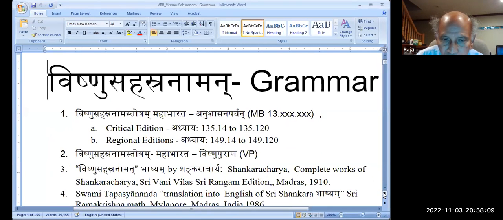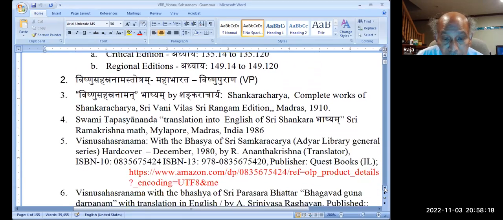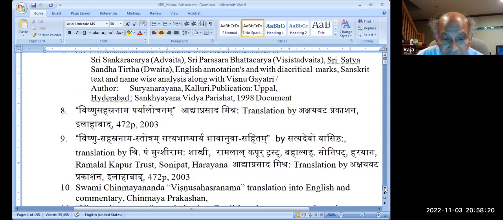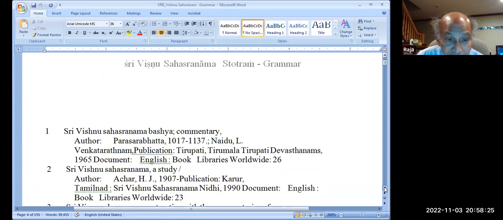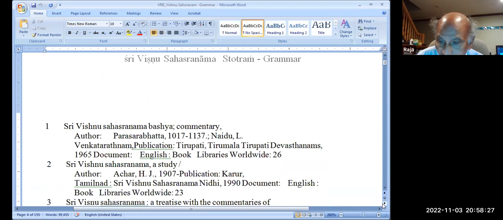Okay, this is a huge book. I have every book on Vishnu Sahasranama grammar, by people who wrote in different languages, and what I can read, not a language I can't read. Let's look, but Sankara Bhashya is the best for that.